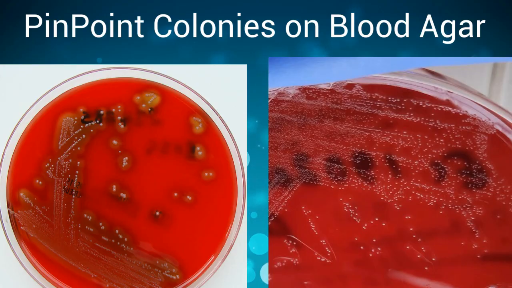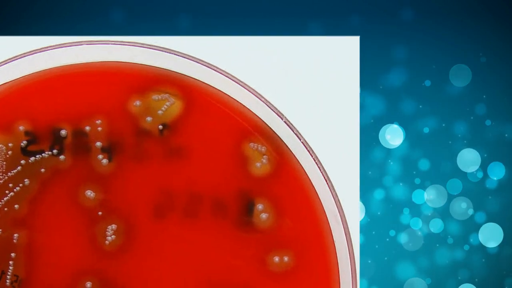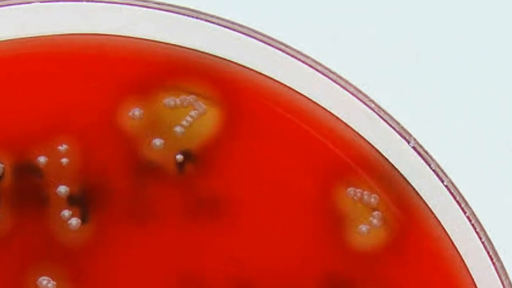So let's begin. First example is the bacteria that produce pinpoint colonies on blood agar. These colonies are typical of Streptococcus species. To differentiate between various groups of Streptococcus species, we then check the hemolysis pattern of the colonies on blood agar.